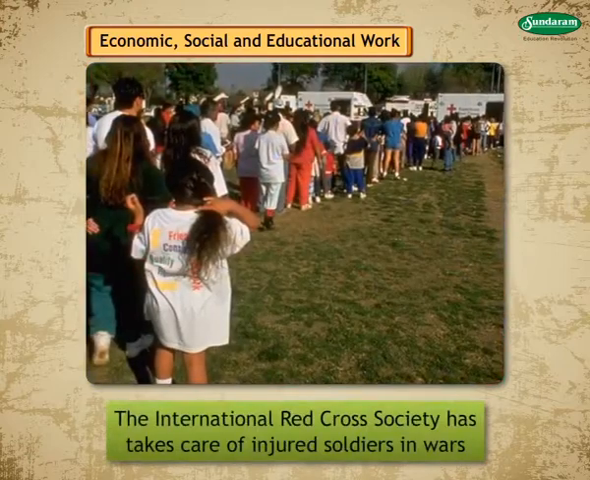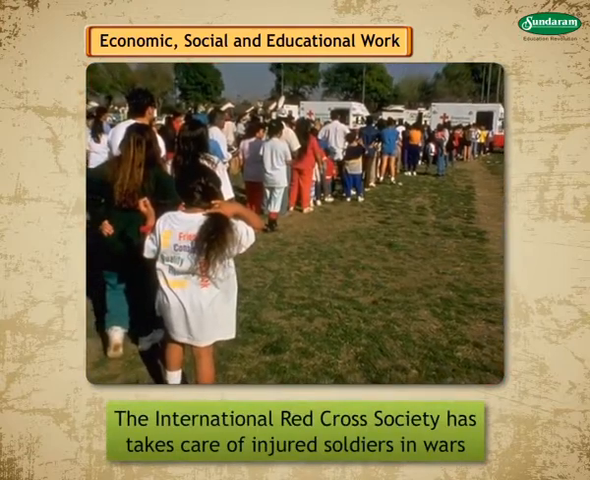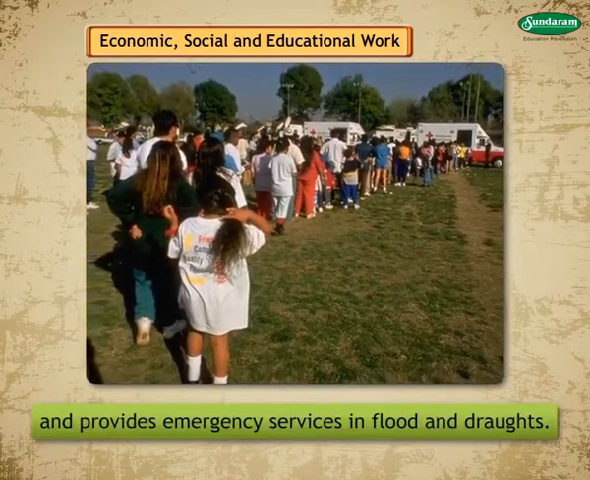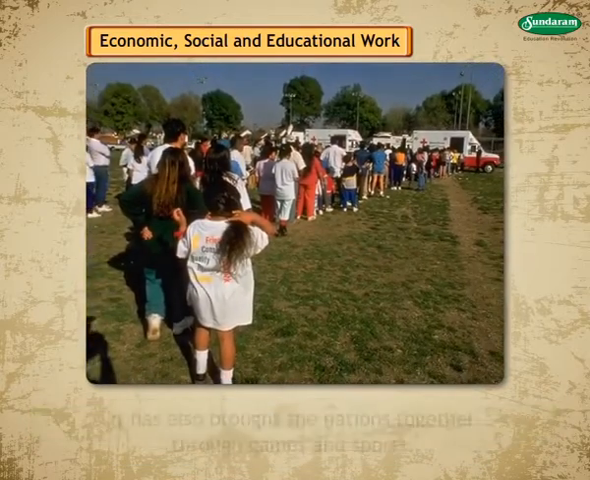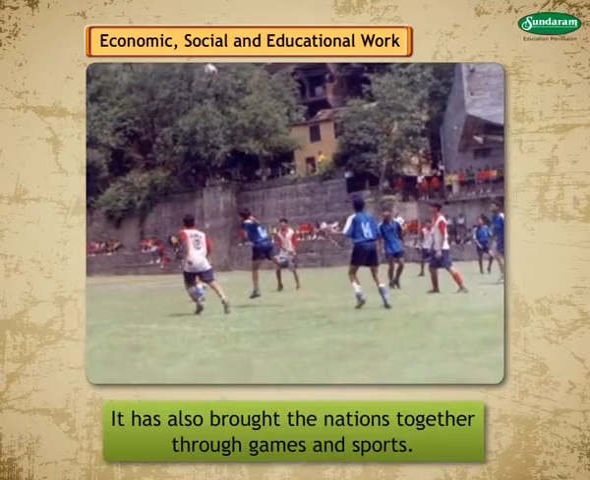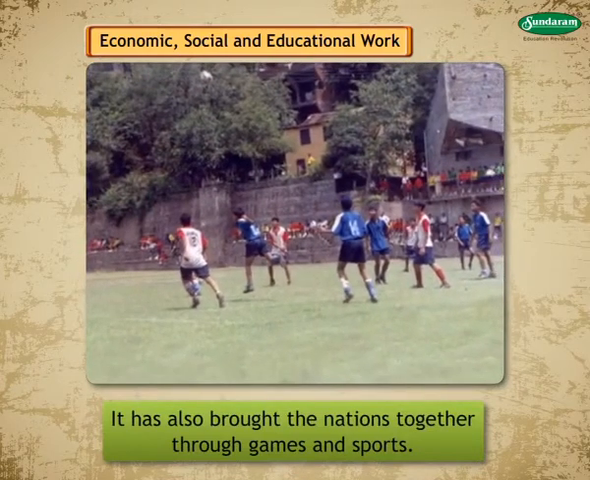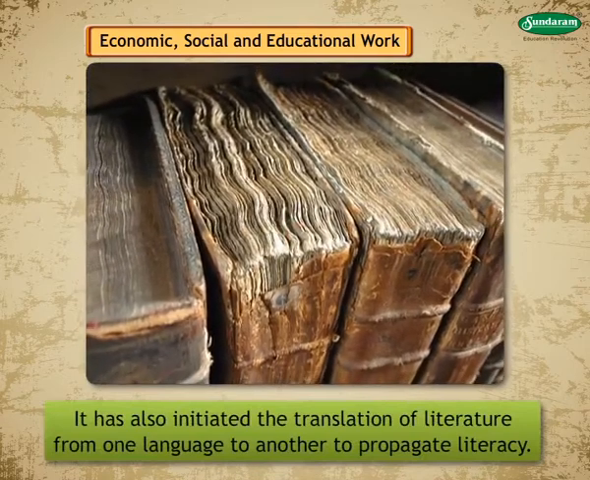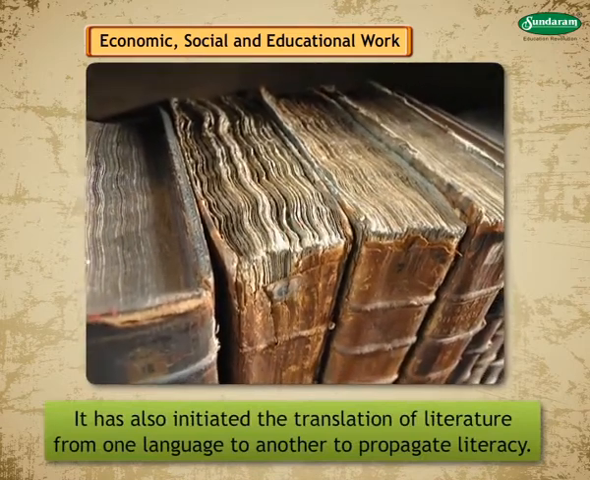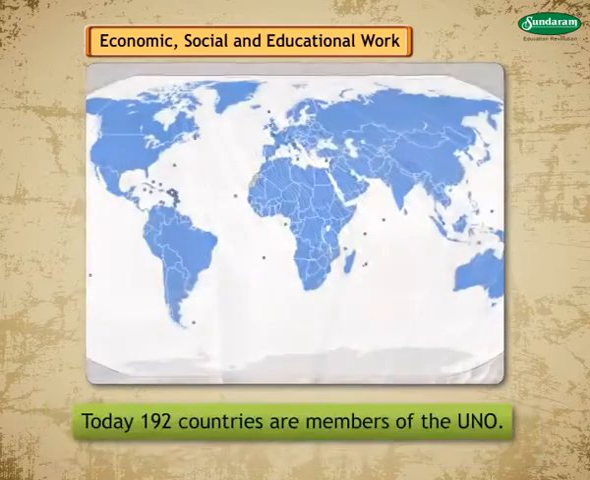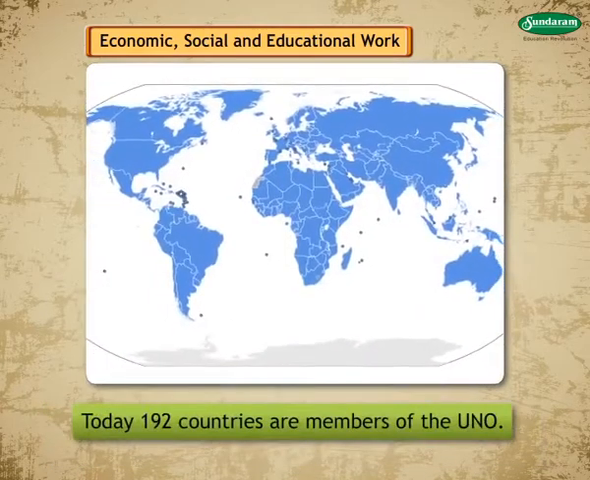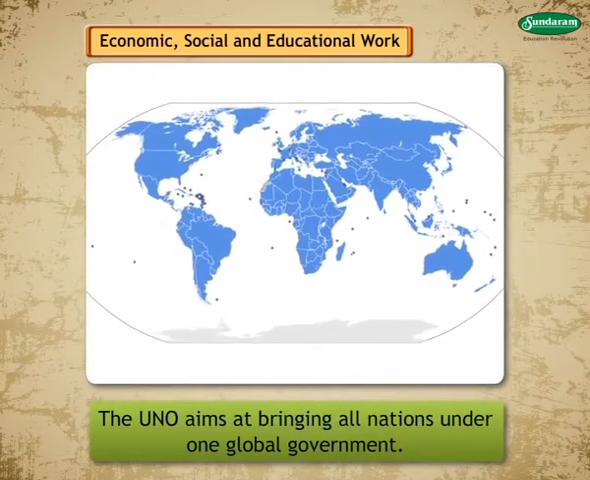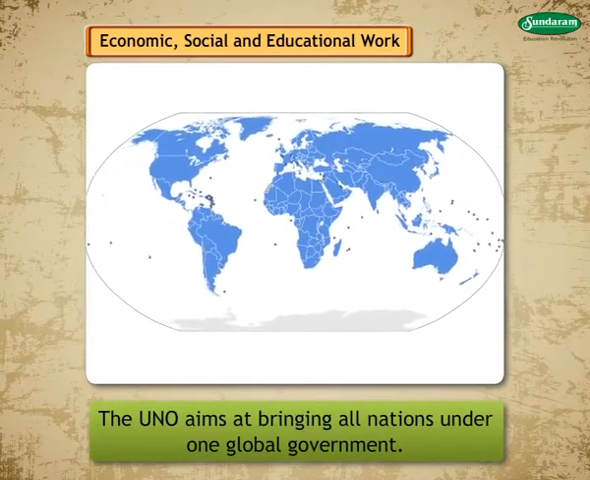The International Red Cross Society, a part of UNO, takes care of injured soldiers in wars and provides emergency services in flood and droughts. It has also brought the nations together through games and sports. It has also initiated the translation of literature from one language to another to propagate literacy. Today, 192 countries are members of the UNO. The UNO aims at bringing all nations under one global government.